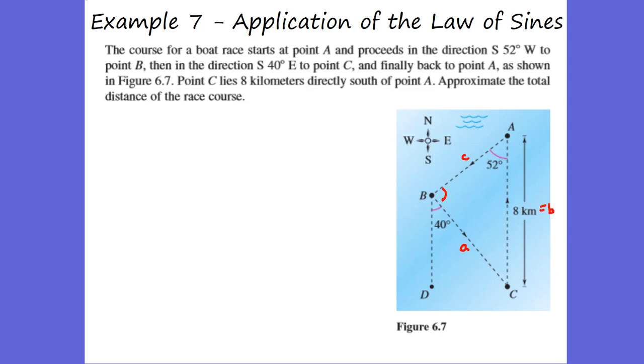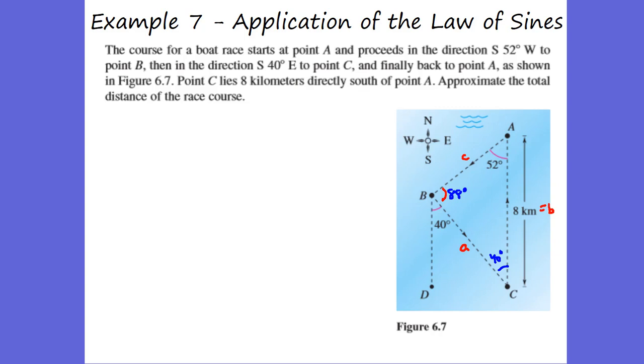Now, what else do I know? If this is 40 degrees, then I know this is 40 degrees. How do I know that's 40 degrees? Geometrically, those two lines are parallel with each other, and so the interior angles are going to be the same. How do I know what angle B is? Well, I'm going to take 180 degrees, subtract 40, subtract 52, and that gives me 88 degrees.